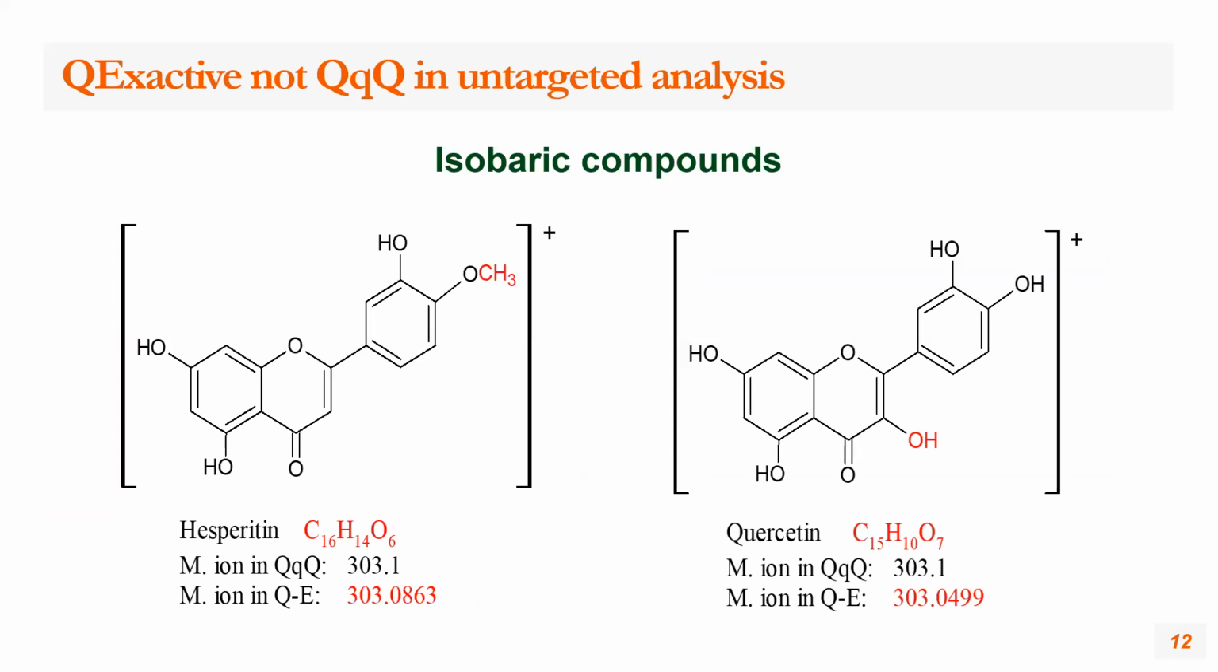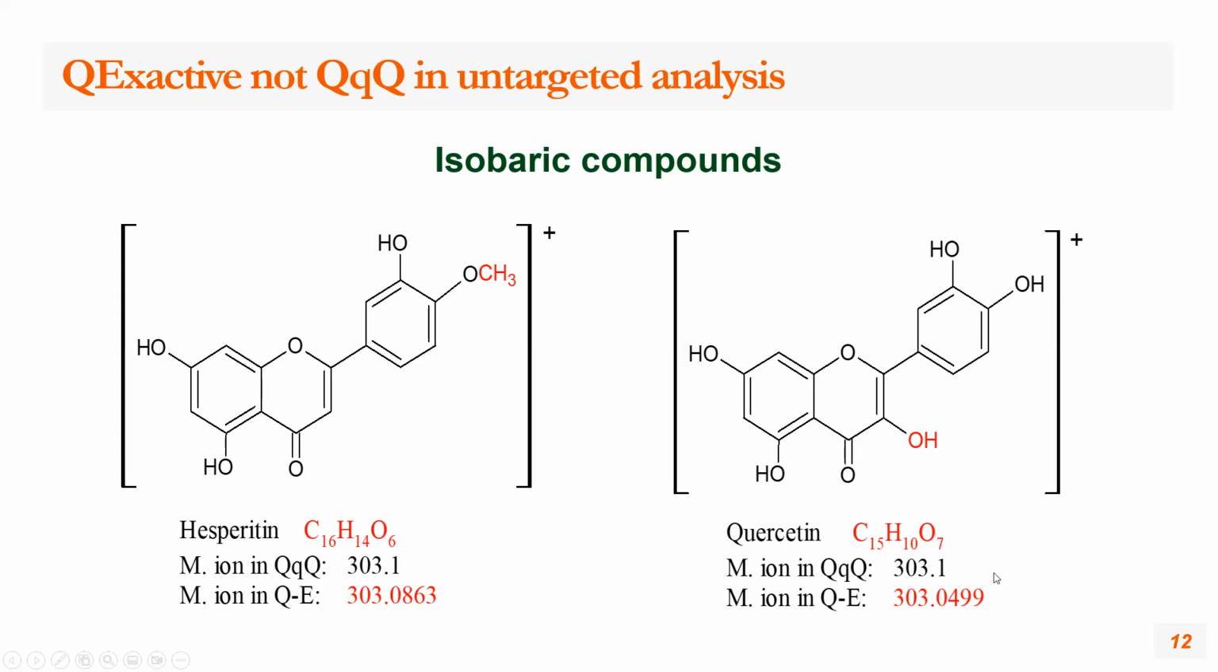So usually in identification, we use a mass spec type called Q-Exactive. It's a high resolution mass spectrometry. Why is it important? Because as you see, these two compounds, quercetin and hesperetin, actually share the same molecular weight. So when they go inside the mass spec, they actually give the same precursor ion. But as you see here, their molecular formulas are different.